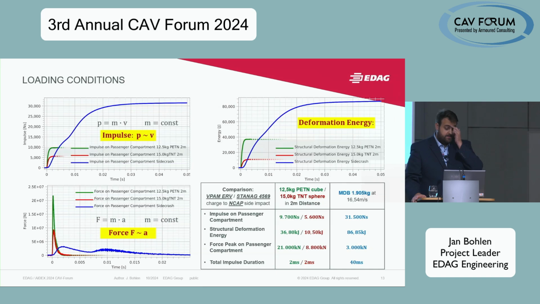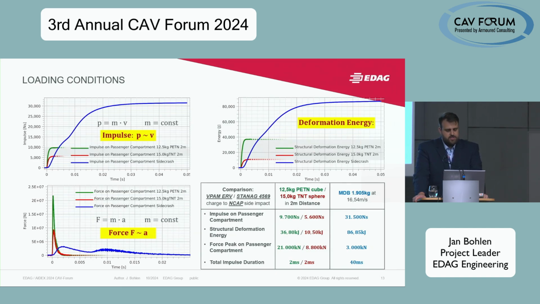And if we now try to get everything together, it comes to this slide. It's a little bit confusing, but I'll try to explain it the best I can. The blue lines are the side crash scenario. Red and green are the Stanag and ERV charges. What we can clearly see when we look at the impulse curve, for example, is that the impulse in the crash event is way higher than in a side blast event, but also the time frame is way longer.